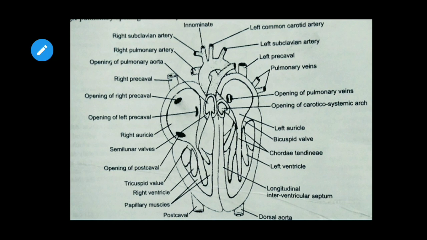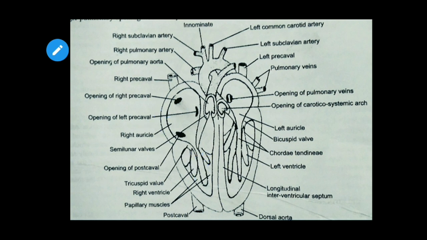Next, the auricular region consists of two auricles. The right auricle is slightly larger than the left. The lower end of each auricle is produced into a swollen flap, the auricular appendix, which slightly projects over the ventricle of its side.